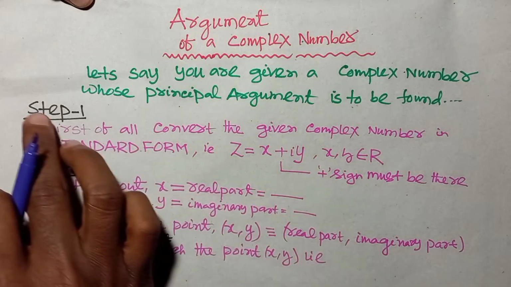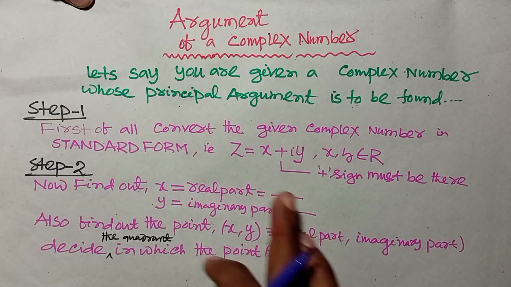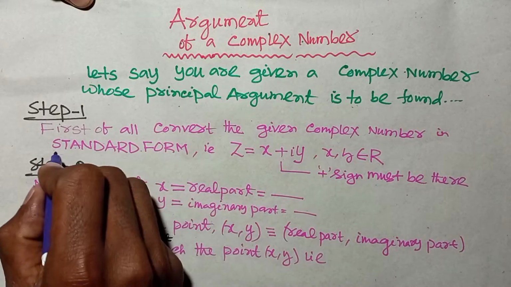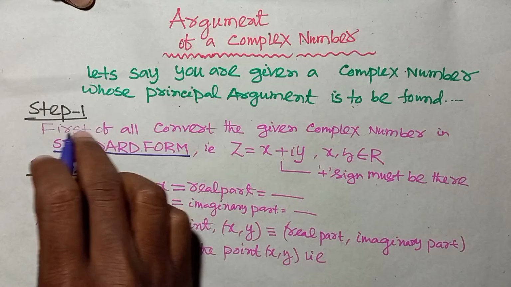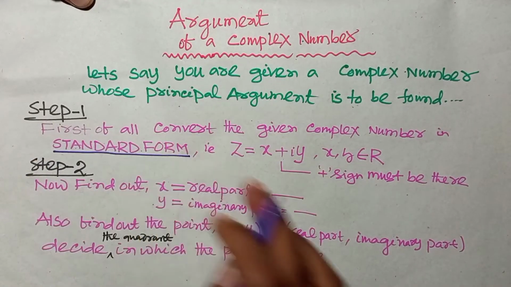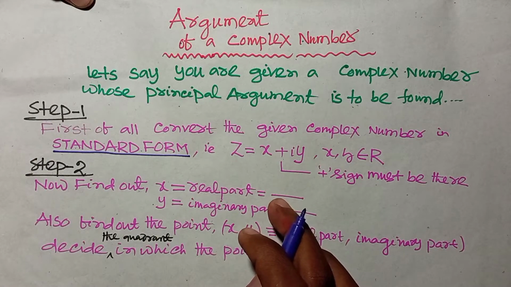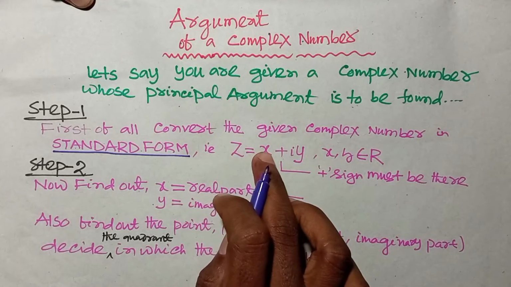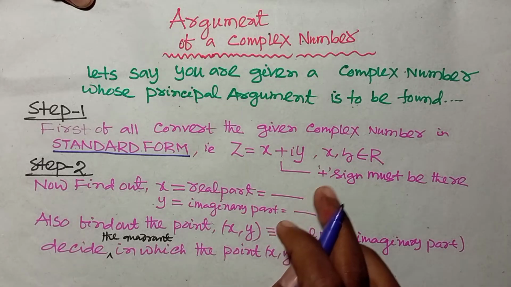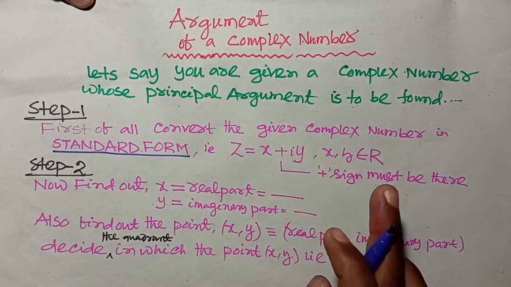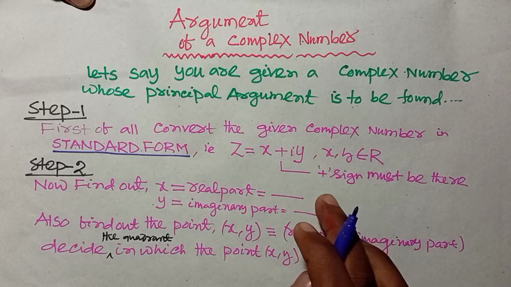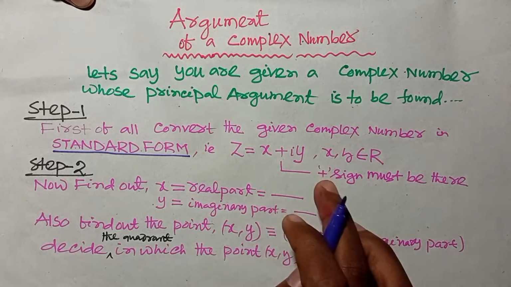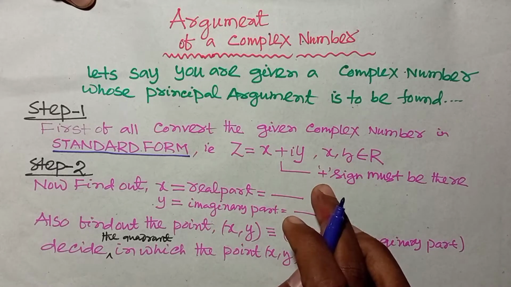So it is step number 1. First of all, convert the given complex number into standard form. You have to write the complex number in standard form, and the standard form of a complex number is something like this: z equal to x plus iota y, where x and y belong to the real numbers. One thing we have to note is that the plus sign must be there in the standard form of a complex number.